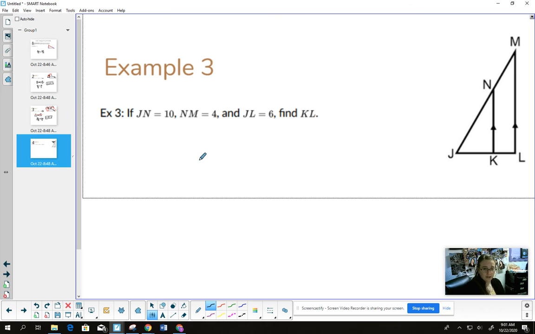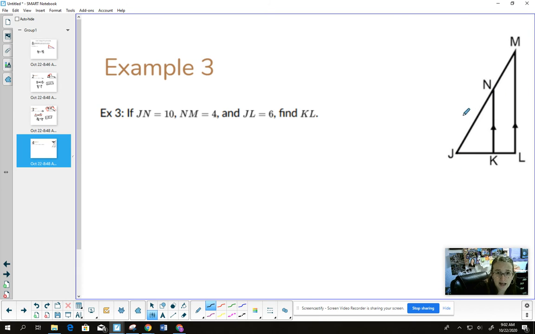We have one last example here. Same thing as always, I want you to try this entirely all the way through. Your two fractions have to be written in the same way with corresponding parts. Label your picture, write your proportion, cross multiply, solve, you can do it. Go ahead and try it. Okay, so Jn is 10.